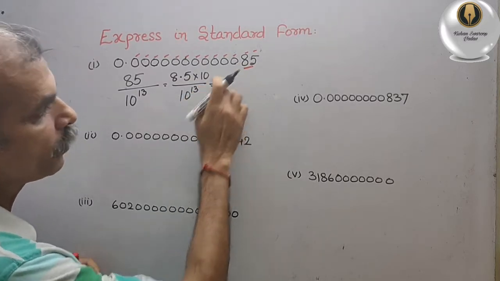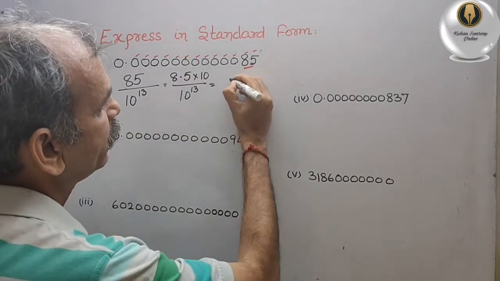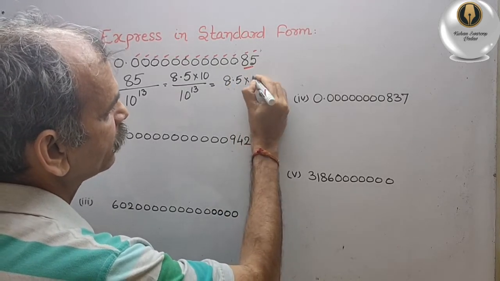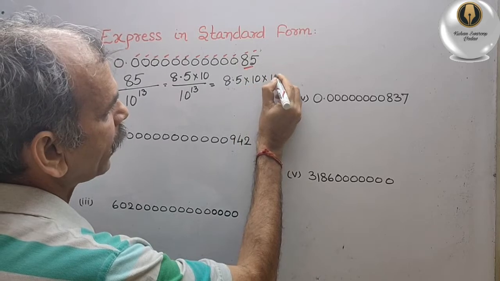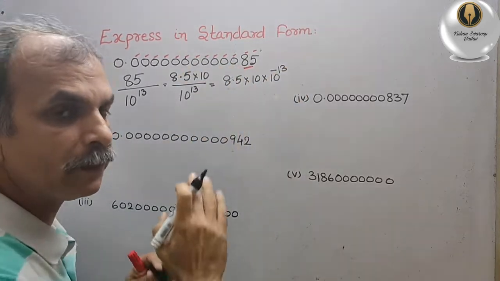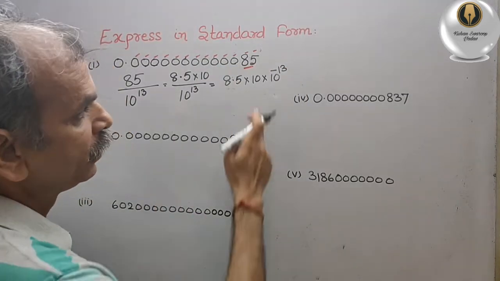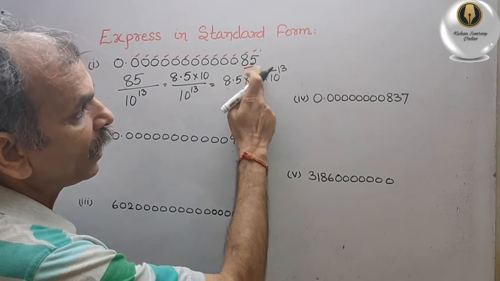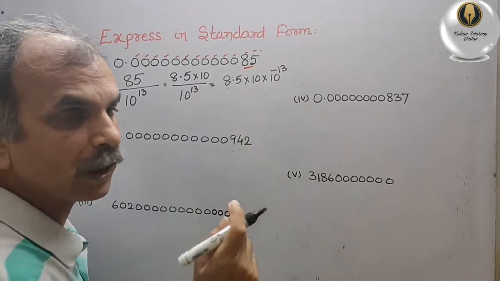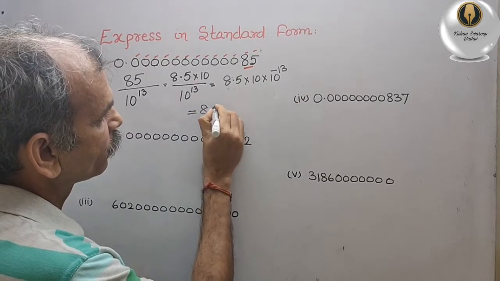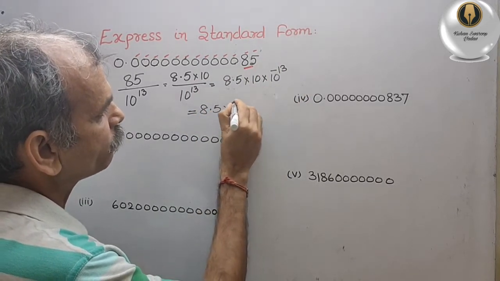Now bring this 13 to upside. So it will be 8.5 into 10 to the power of minus 13. And 13 will go up, it will become a minus 13. Now if you see here, 1 power is there, 1 minus 13 is minus 12. So now your answer is 8.5 into 10 to the power of minus 12.